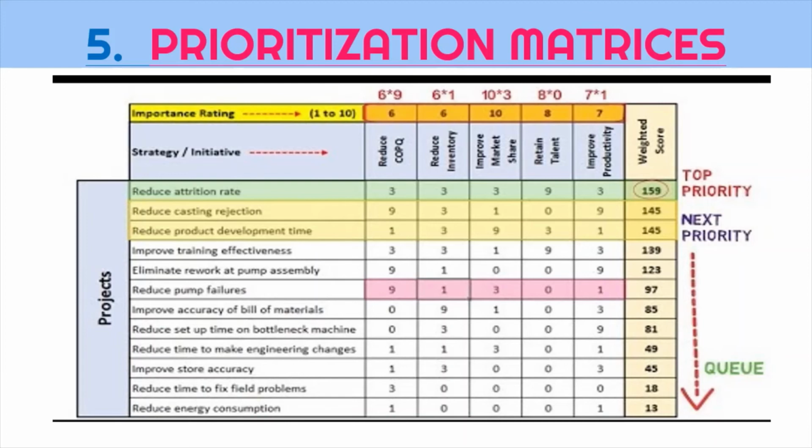We have projects, then we have strategy, and then weighted score. So, pag highest yung weight niya, this is the top priority. And then from highest to lowest. The highest priority is reduce attrition rate. So, yung problems, yung projects nila, in-indicate nila dito, then naglagay sila ng mga indication dito with their corresponding weight score. Then, kung sino yung pinaka-highest, that is the top priority projects.